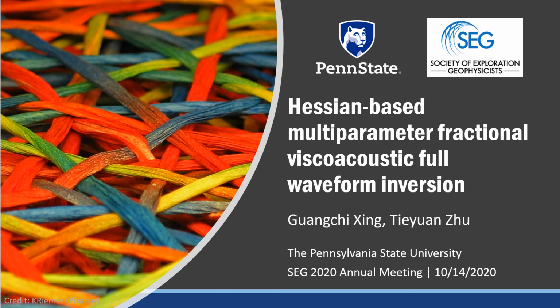Today I'm going to talk about the multiparameter viscoacoustic FWI. A major problem of this task will be the crosstalk. We are trying to recover both velocity and attenuation models at the same time, but the velocity and the attenuation are intertwining with each other, just like the yarns in this picture. So how to untangle this mess would be the major challenge, and it is the primary motivation of the study.